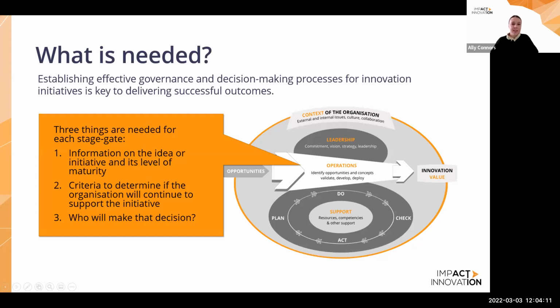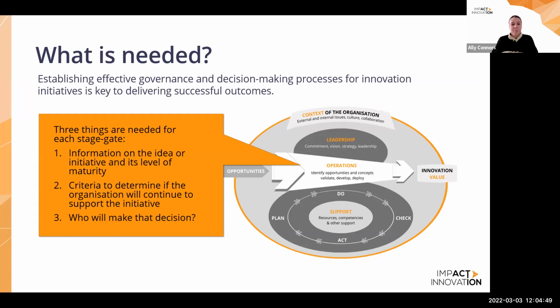So when thinking about what's needed for a stage gate process, we're really talking about what's needed for effective governance and decision-making for your innovation system. This diagram that some of you would have seen before is built upon the ISO 56002 standards on innovation management and provides a bird's eye view on the key elements that make up an innovation system within an organisation. When we're talking about stage gate processes, we're really talking about the operations within the system and what's needed to drive that forward.